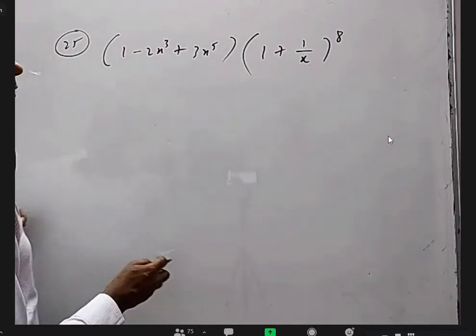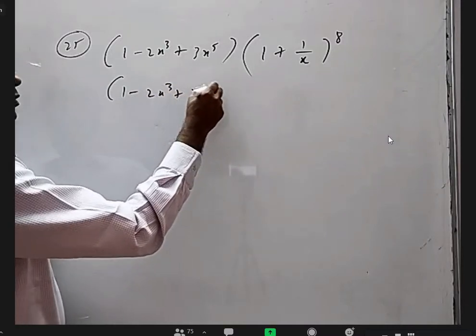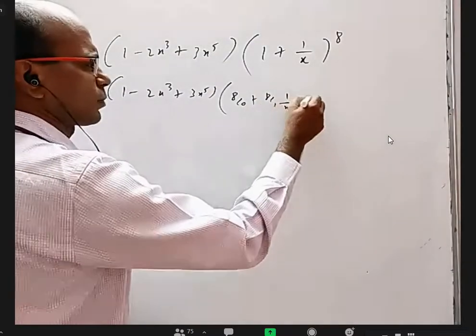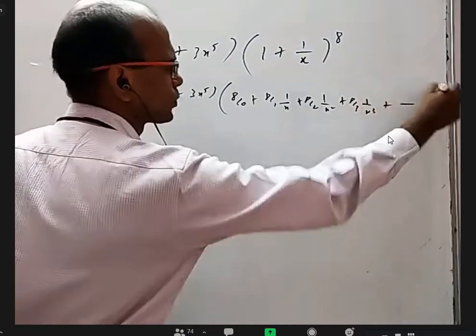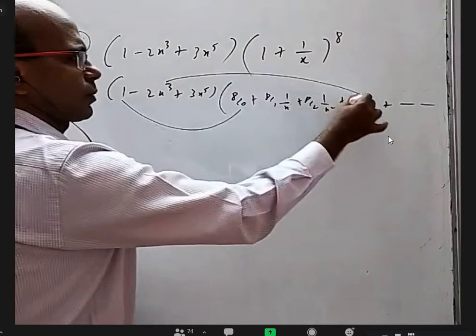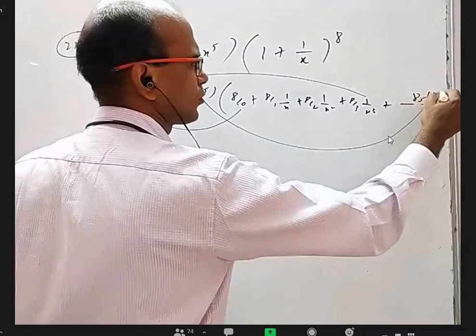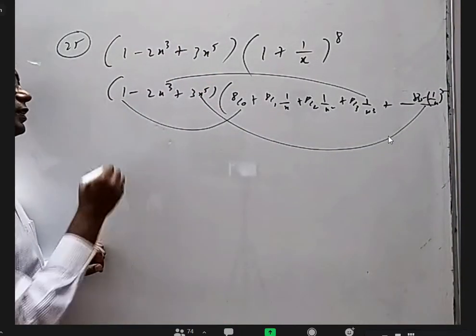They want a constant. So here 1 minus 2x cube plus 3x power 5. When I expand, we'll get 8c0, 8c1 into 1 by x, 8c2 into 1 by x square, 8c3 into 1 by x whole cube, so on. So this into this is one constant. Here x cube and here 1 by x cube will be one constant. Here x power 5 and here 8c5 1 by x whole power 5, also x will cancel. So there are 3 ways that x can get cancelled. We can get constant.